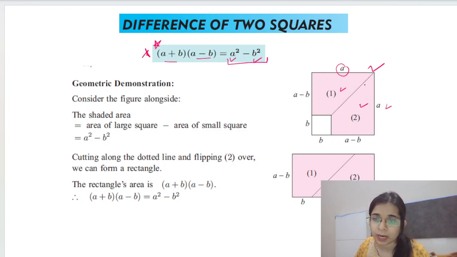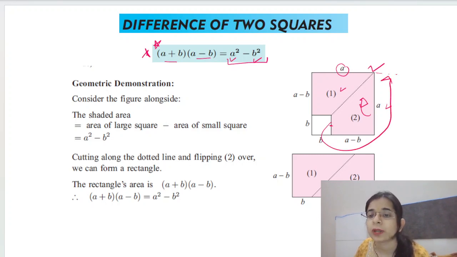You just cut this value. After cutting this, you are going to flip it over, and what you will get, see this side, when you cut that paper and flip it, this side will come here and it will join here like this. The A here will be parallel to this A. So this A minus B and this A minus B will be parallel. So this A minus B will come here and this A will come here.